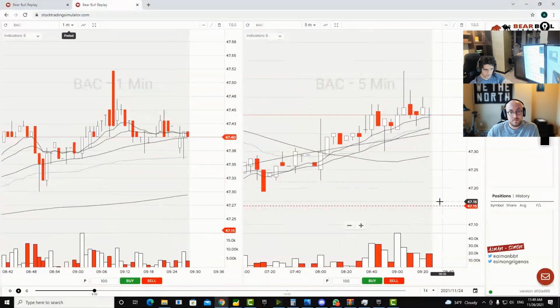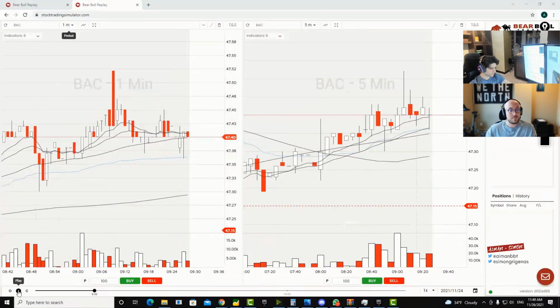Just to have a better risk to reward. The closer you are getting to the 47.15, the bigger share size you can take, because your risk will be small, just a few cents. Whereas if you are entering around here at 47.40, your risk will be bigger, which could get you less share size and less reward.